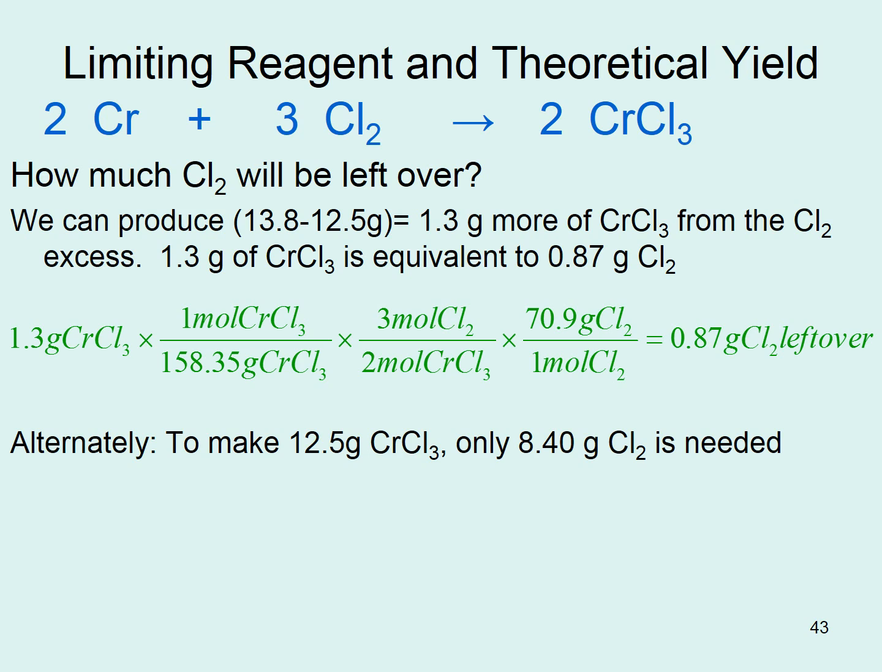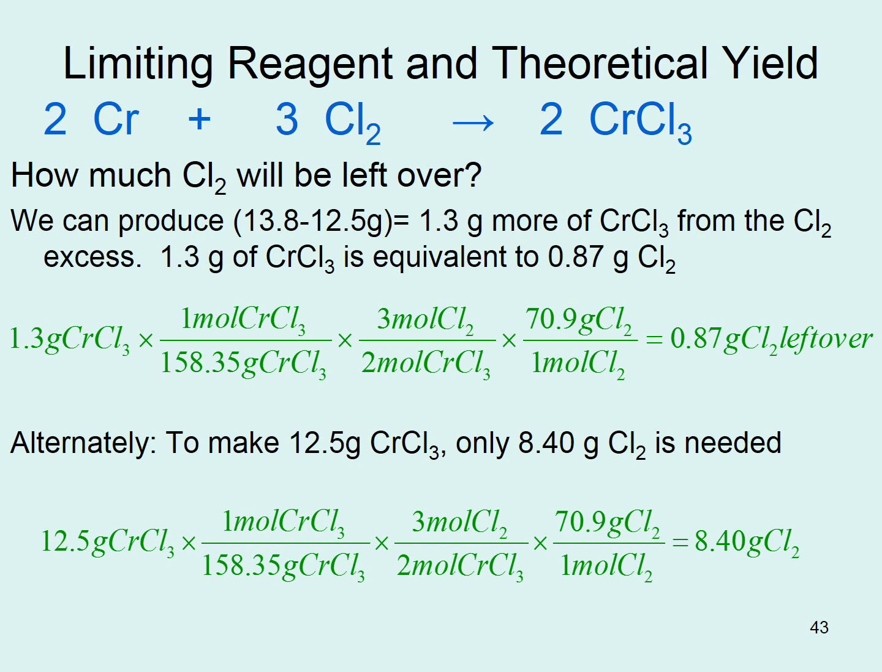Here's the other method I was talking about. Alternately, we could say, well, okay, my limiting reagent is 12.5 grams of CrCl3. So how much of this Cl2 do I need to make it? So I take that 12.5 grams, which is my theoretical yield of CrCl3, convert that back, divide by the molecular weight, use the mole-to-mole ratio to find out how much chlorine that's equivalent to. So in other words, I figured out that to make 12.5 grams of chromium chloride, my limiting reagent, I need to use up 8.4 grams of chlorine.